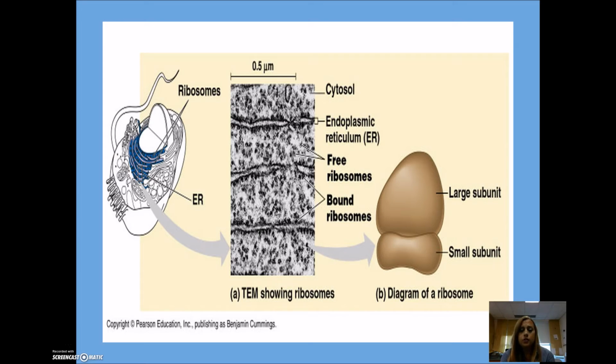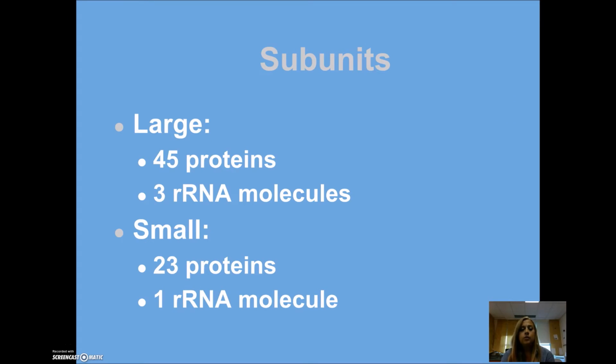Here you can see the structure of ribosomes. So again, they've got the 2 subunits, so they're very cleverly named, a large and a small subunit. So the large subunit is made up of about 45 proteins and then 3 ribosomal RNA molecules, whereas the small subunit is about 23 proteins and 1 ribosomal RNA molecule.